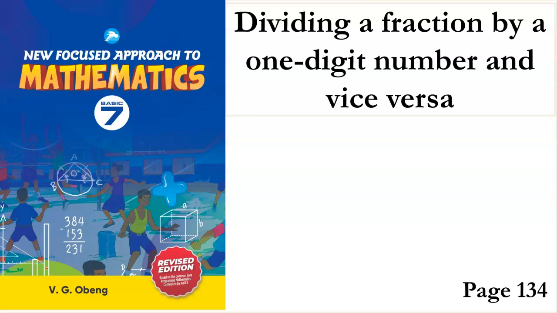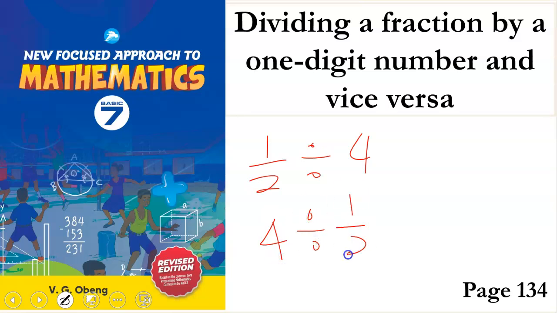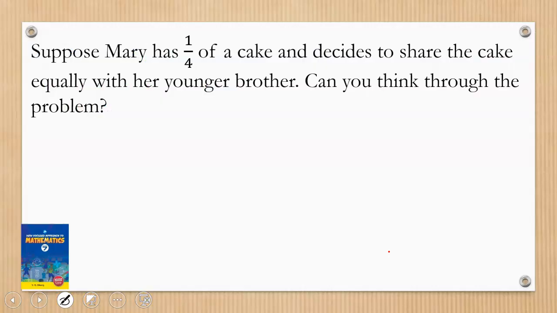What we are trying to learn is, if I have a fraction like maybe half and I want to divide this fraction by maybe 4, how do I do it? Then again, if I have 4 divided by 1/2, how am I going to do it? Remember, division is not commutative, and so half divided by 4 is not the same as 4 divided by half. We'll take them one after the other.